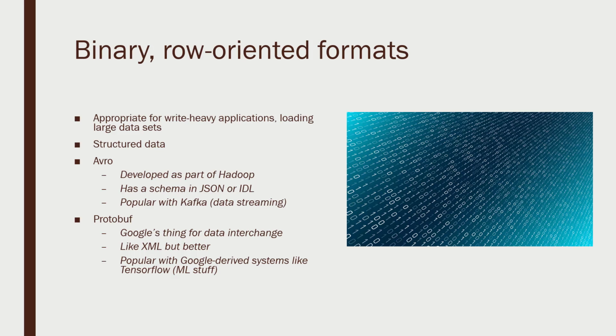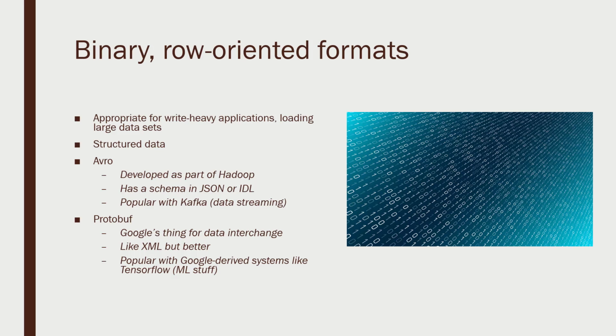Avro, in addition to being popular in the world of Hadoop, is also popular in the world of Kafka. We haven't talked about Kafka yet, but that is a popular data streaming package. So a lot of the open source data streaming technologies will work very efficiently with the Avro format. And again, the use case of data streaming is just pushing data from one place to another really quickly, really in real time, right? So in that case, we're pushing entire rows across, and a binary row-oriented format would be a good choice.